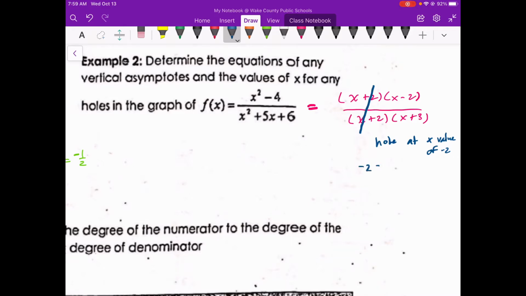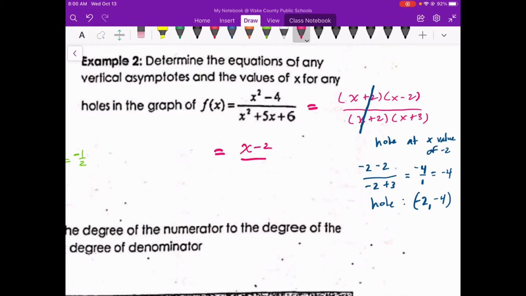So negative 2 minus 2 on the top and negative 2 plus 3 on the bottom. I'm just substituting in for that x value. Negative 4 over 1, which is negative 4. So I have a hole at negative 2, negative 4. So that's that one point of discontinuity.